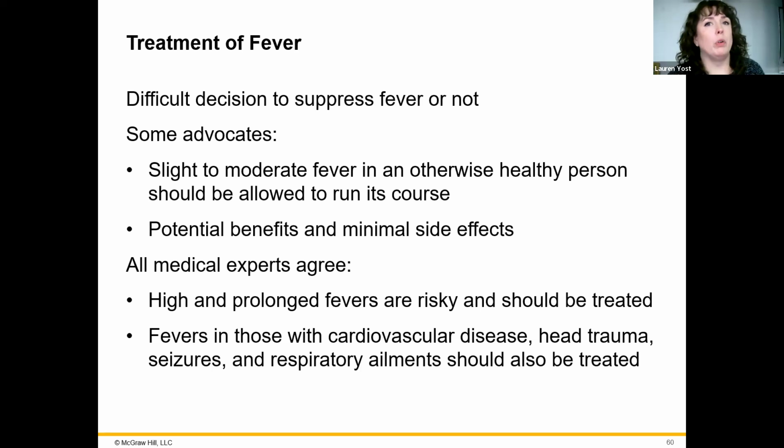But yeah, so high and prolonged fevers are going to be risky and should be treated no matter what. And if you have anybody having any other symptoms caused by what seems to be from the fever, then you need to go to the ER. You should also be considering anybody who has any sort of issues that would make them sensitive to the higher heat to take care of their fevers earlier. So it's saying if you have cardiovascular disease, head trauma, seizures, and respiratory ailments, you're going to be more sensitive to the fever as just a person.